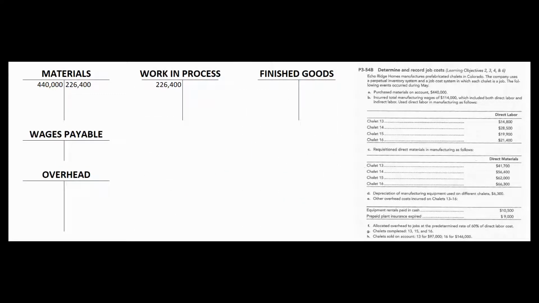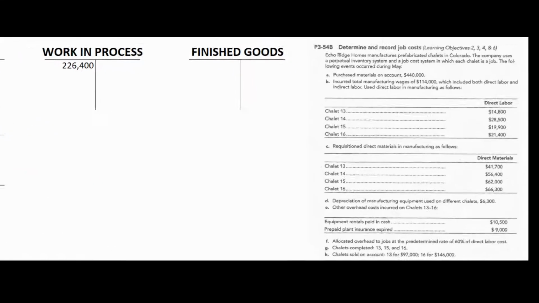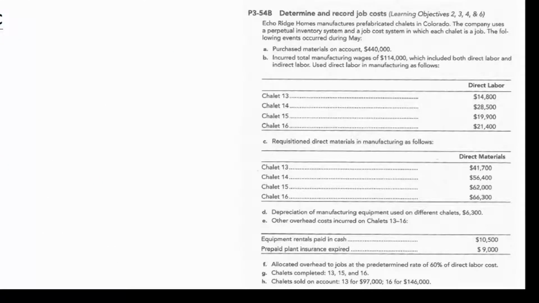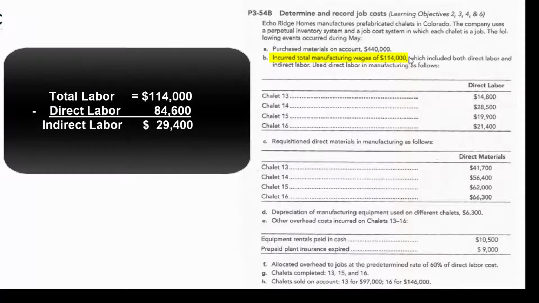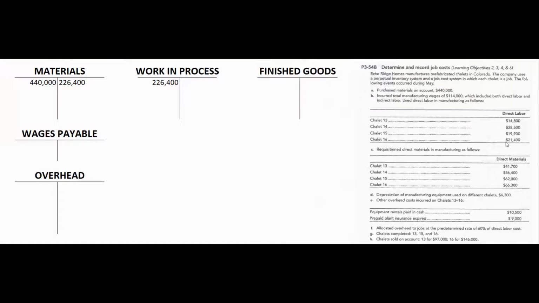Now let's go back and do the labor. It tells us that the total labor is $114,000. We add up all these guys down here for direct labor, and we get a total for direct labor of $84,600. $114,000 minus $84,600 means that $29,400 is indirect labor. Supervisors.